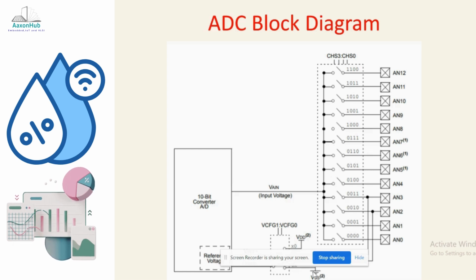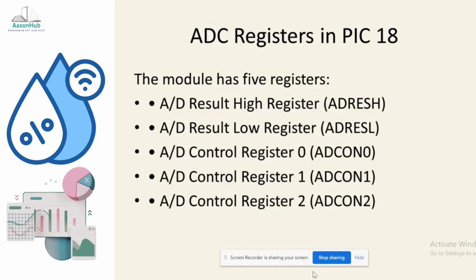So if Vin is greater than V reference, then it will be considered as logic 1. If Vin is less than the reference threshold, it will be considered as a logic 0. In this way, digital conversion takes place in this ADC. In order to program this ADC, we require basic configuring registers.